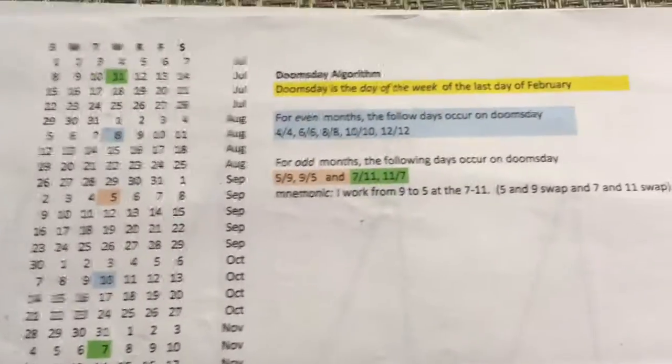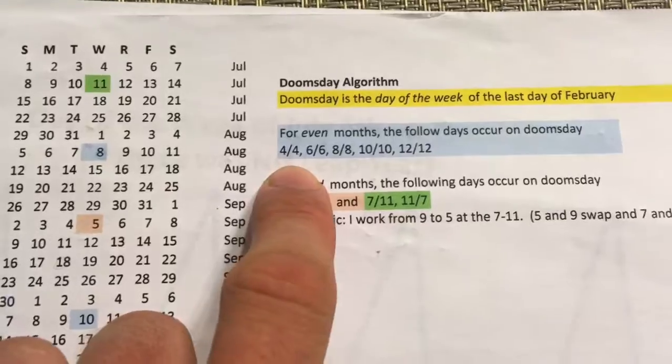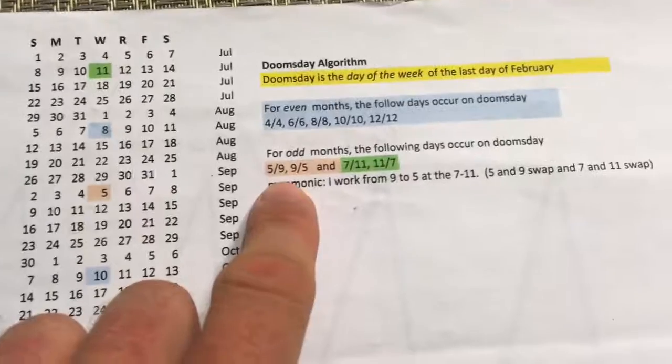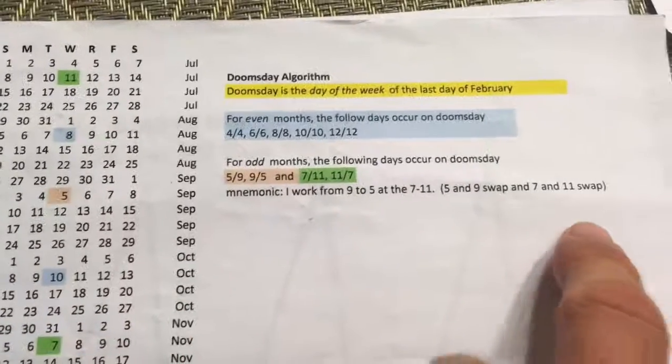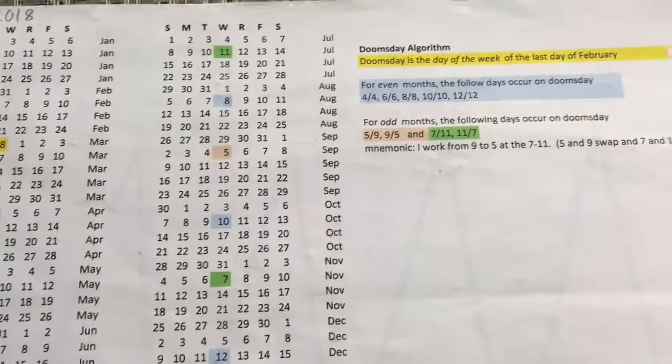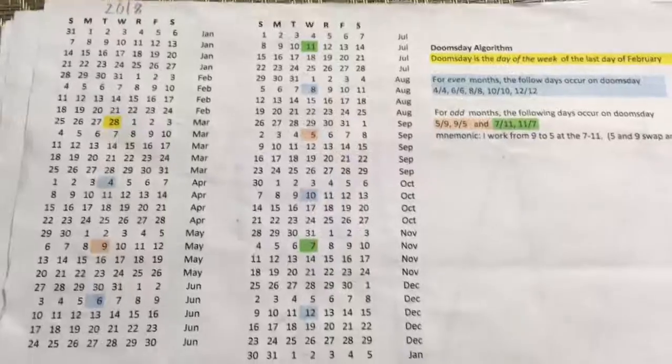So then there's a bunch of tricks for all these other months, like the even months: April 4th, June 6th, August 8th, October 10th, December 12th, all occur on the same day of the week. And this holds for every year. They all occur on the same day of the week, but that day of the week changes every year. And for the odd months, there's a mnemonic. I work from 9 to 5 at the 7-Eleven. So 9 and 5 swap, and 7 and 11 swap. And because July 11th occurs on Doomsday, if we subtract 7 days, July 4th also occurs on Doomsday.